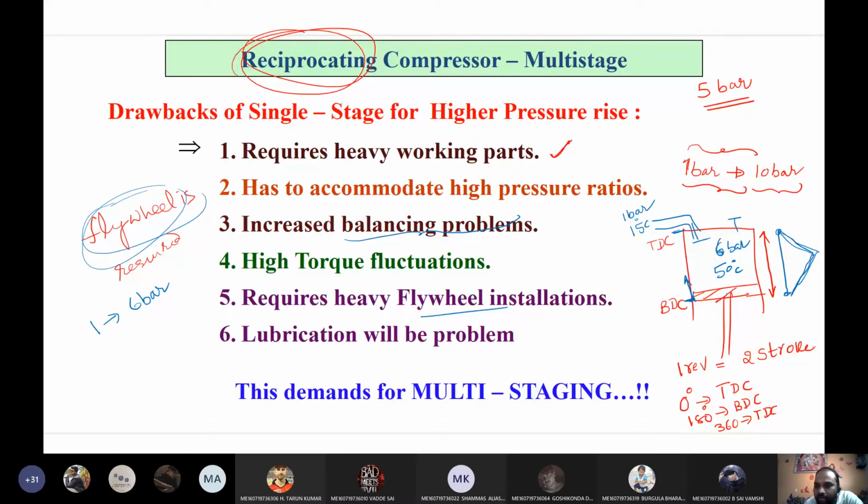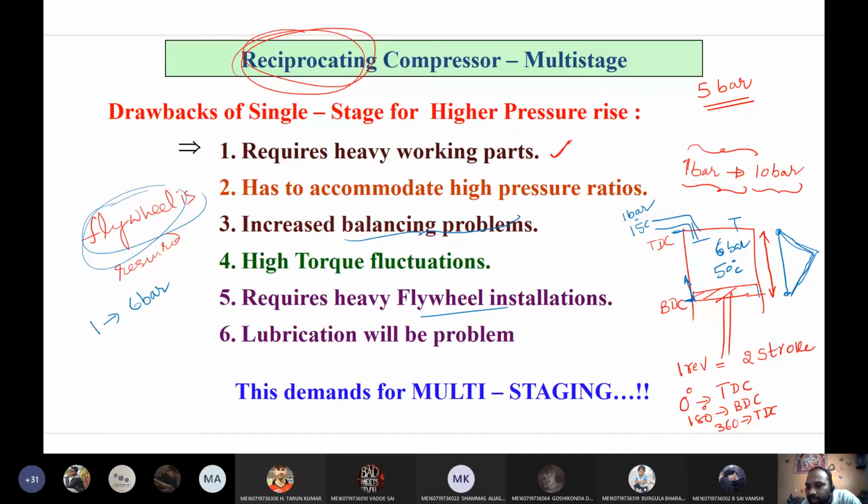Here, between the piston and cylinder, there will be relative motion, right? The parts need to be lubricated. We need to use lubricating oil between the parts wherever there is relative motion. So therefore, what will happen?